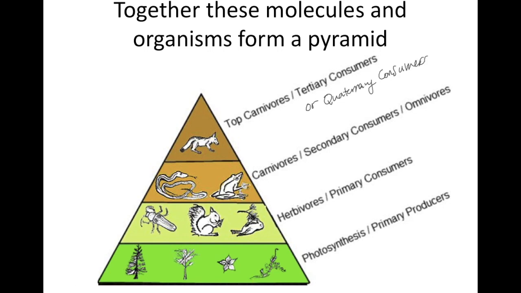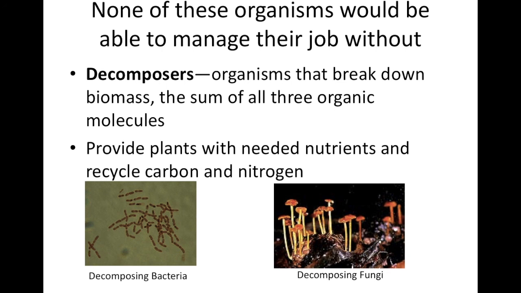And like we mentioned earlier, none of them could do their job without decomposers, which are basically breaking down biomass. And biomass is the sum total of all of those macromolecules put together. And they basically are giving plants the needed nutrients, and they recycle carbon and nitrogen.